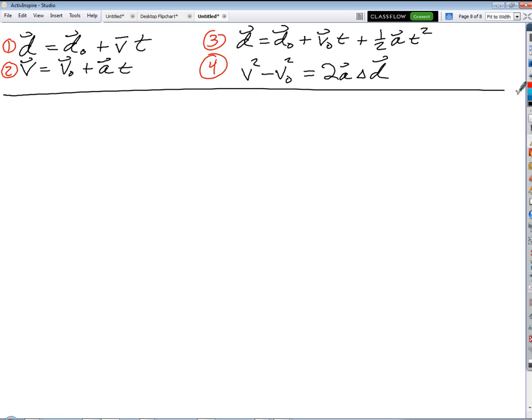Honestly, I don't think these book assignments are very good. They don't use a wide variety of these equations, but the Moodle one will make you use more of the equations. So 27: a race car traveling at 44 meters per second slows at a constant rate to a velocity of 22 meters per second over 11 seconds. How far does it move during this time interval?